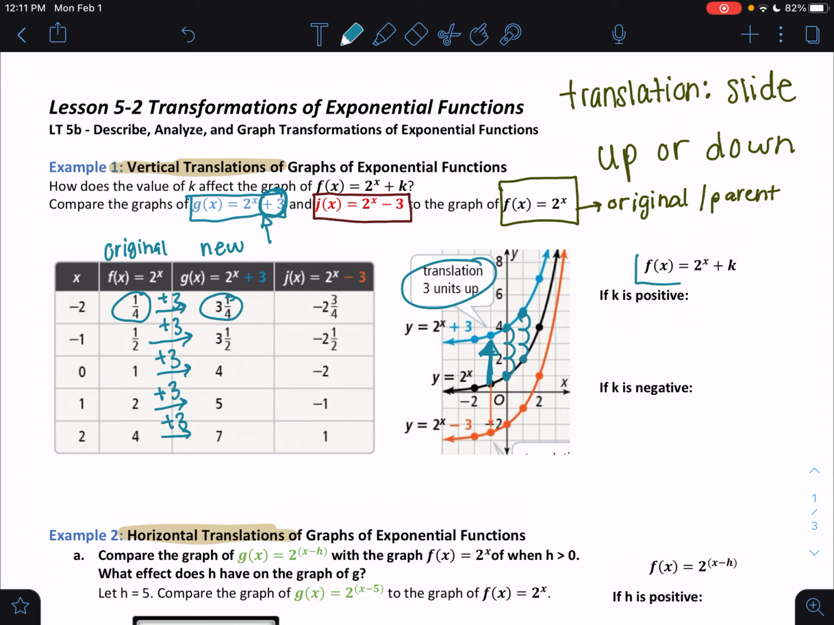So here we have the equation here, and this is the base equation for a vertical translation. And so we have our k at the end, and if k is positive, then we move up k units.